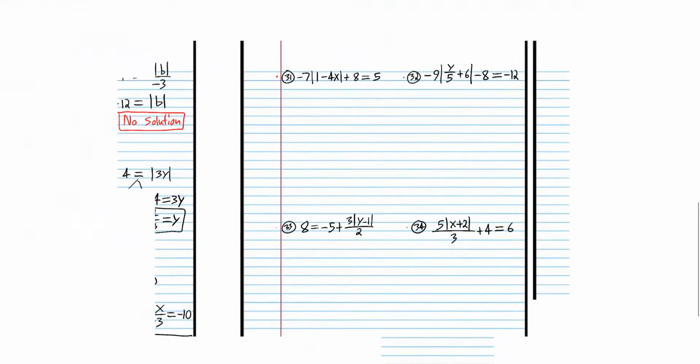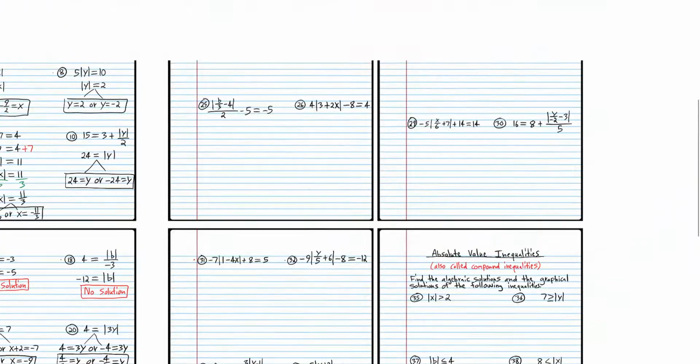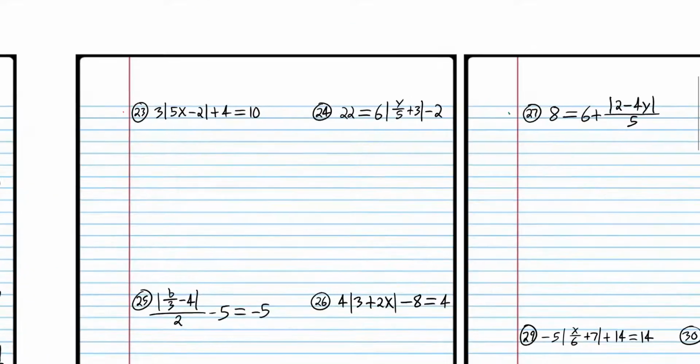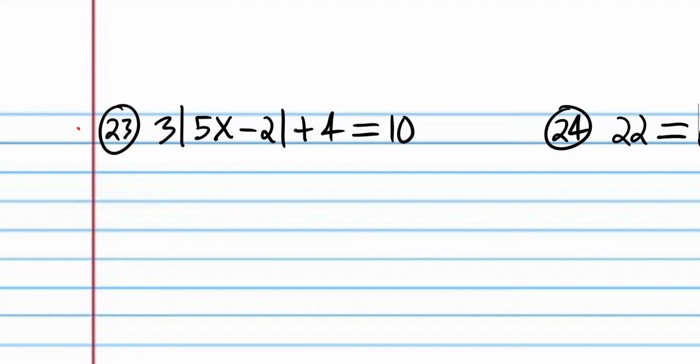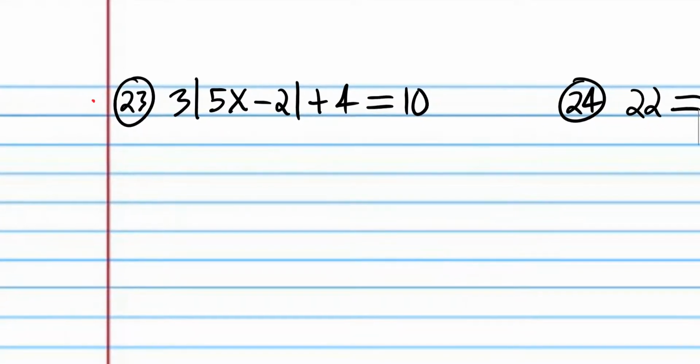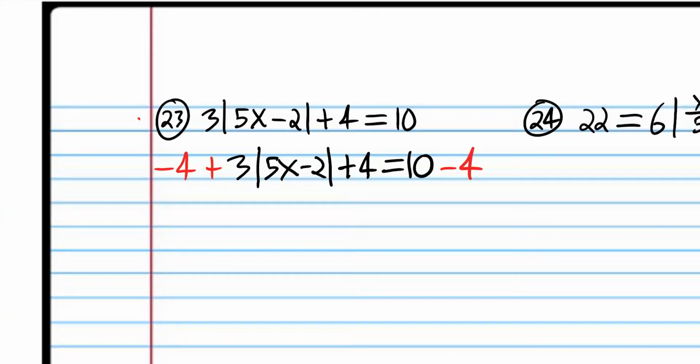All right, on to number 23. And now number 23, we're pulling out all the stops now. Now we're getting really complicated with this equation, but it's the same procedure. All you're going to do is just isolate the absolute value, get that by itself. It's not by itself because the 4 and the 3 are next to it. So we're going to subtract 4 from both sides, and we get 6.